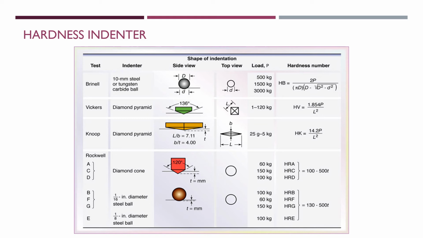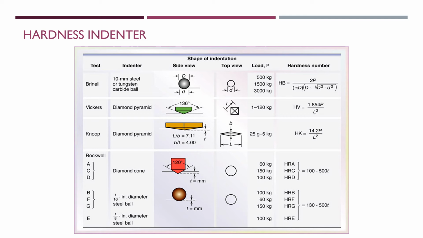And Knoop, also a diamond pyramid, but different from the Vickers. The Knoop has a different type of diamond shape. And lastly, we have Rockwell. Rockwell has different grades. For A, C, D grades, we have a diamond cone, and for B, F, G grades and E grade, we have spherical steel. So what are the differences between these?